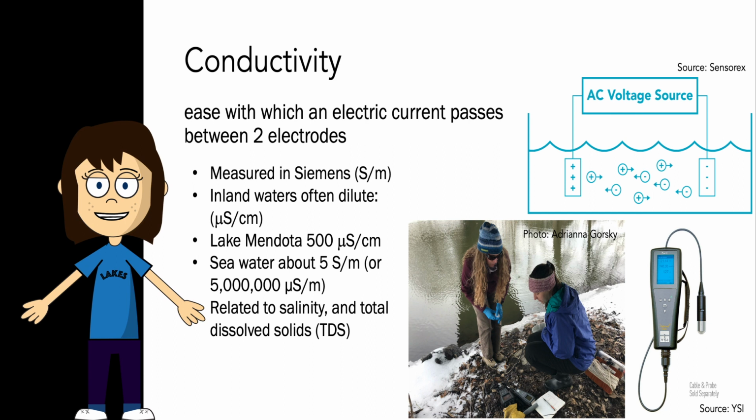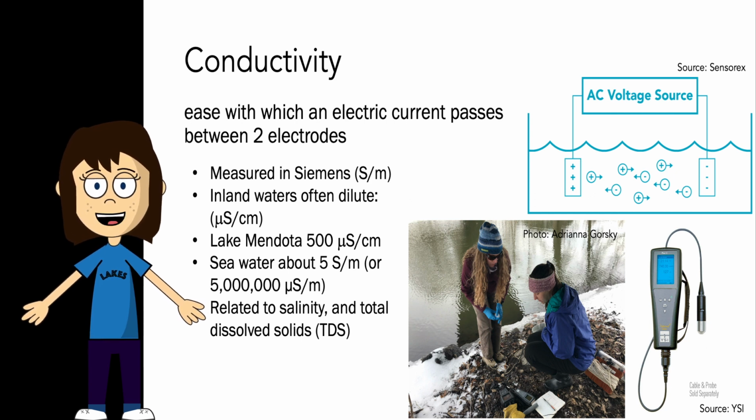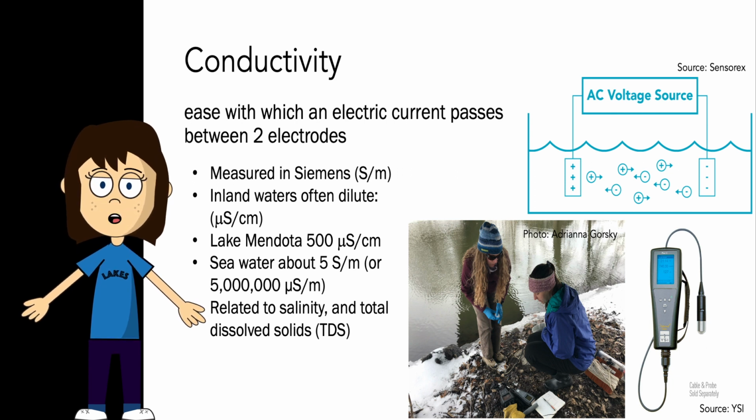And conductivity is measured in the SI unit Siemens per meter. But inland waters are often very dilute, and so we tend to report conductivity in microsiemens per centimeter. For instance, Lake Mendota has a conductivity around 500 microsiemens per centimeter, whereas lakes in northern Wisconsin tend to have conductivities less than 100 microsiemens per centimeter.